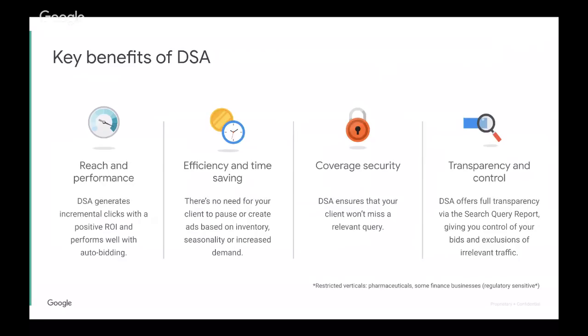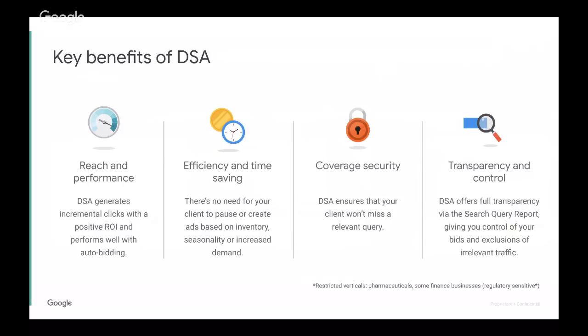The first one is reach and performance, and really incrementality. On average, 86% of DSA traffic is incremental, and DSA generates incremental clicks with a positive or similar return on investment, and it performs exceptionally well with auto bidding. So this is the case for most of our new products. We always say that everything works better together, and automation specifically works better together. So whenever you're trying out these new solutions, I'd highly suggest that you try it out with some sort of our fully automated bidding.